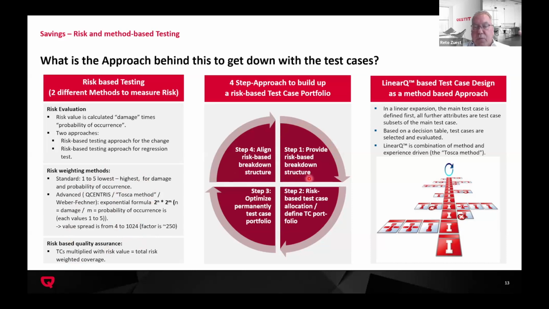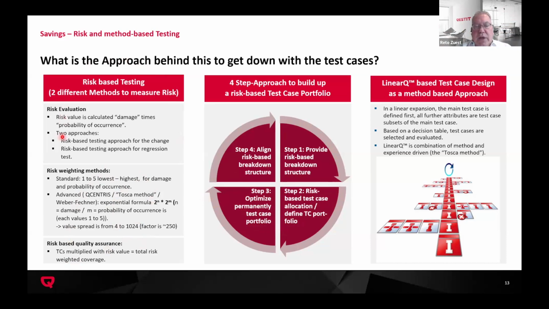We said step one is to provide a risk-based breakdown structure. So we solve one of the existing breakdown structures. Meanwhile, there are good existing industry models out of different industries, banking, insurance, automotive. You can reuse them because they give you a clear indication how the breakdown structure finally works. And then we add the risk-based test case allocation, define the test case portfolio, and then permanently optimize it with a method-based approach.